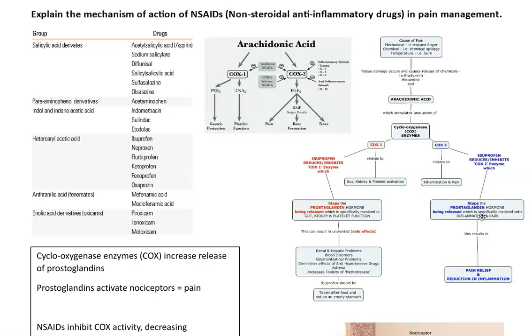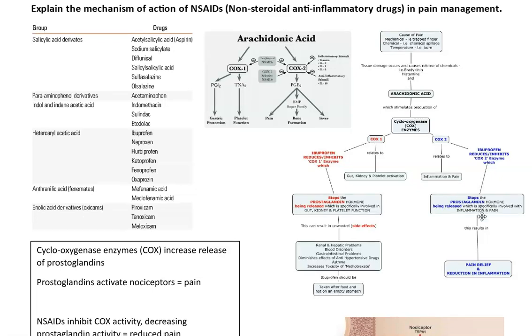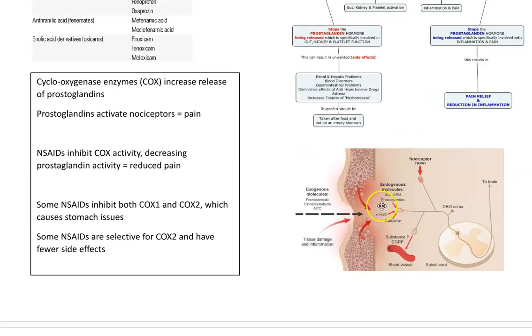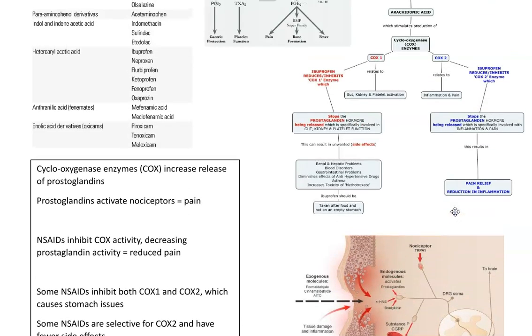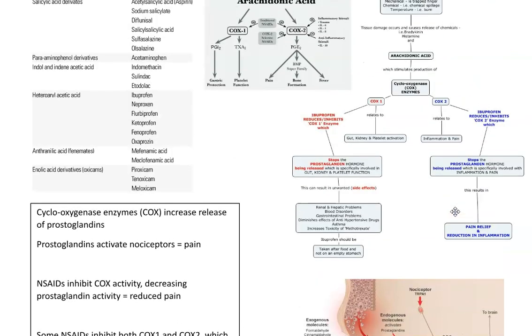And so when you're thinking about pain, right, if you have those prostaglandins active, they're going to activate this neuron, you're going to perceive pain. But if you stop the production of those prostaglandins, then you aren't going to be able to feel that. However, many of them don't just inhibit one of COX-1 or COX-2.